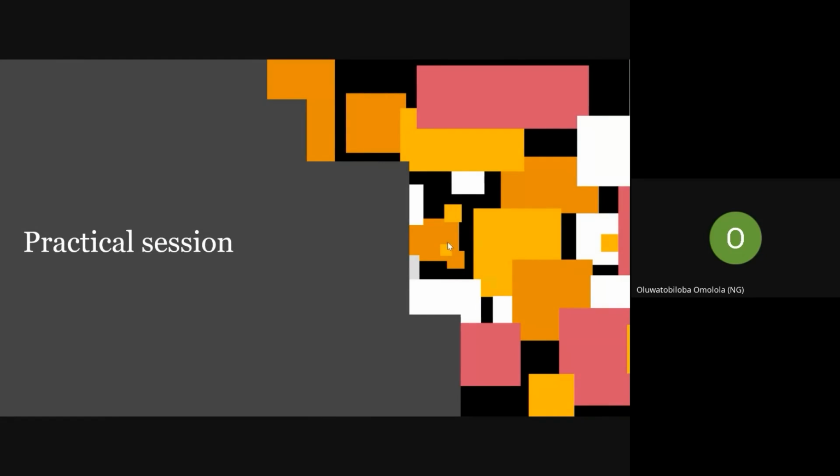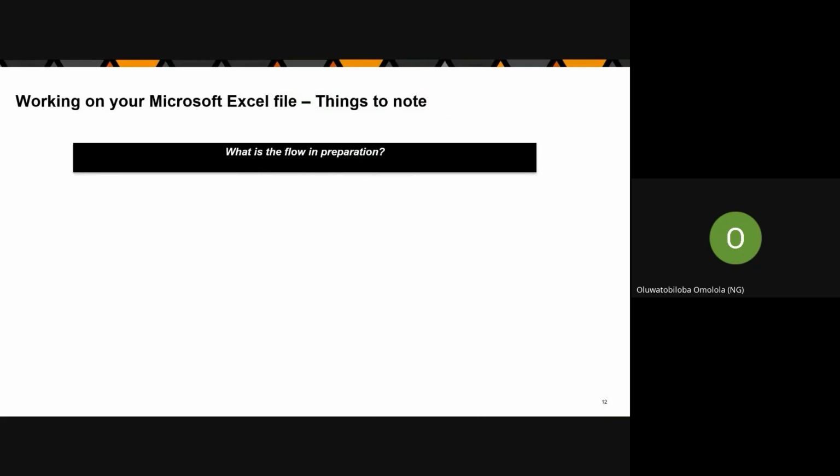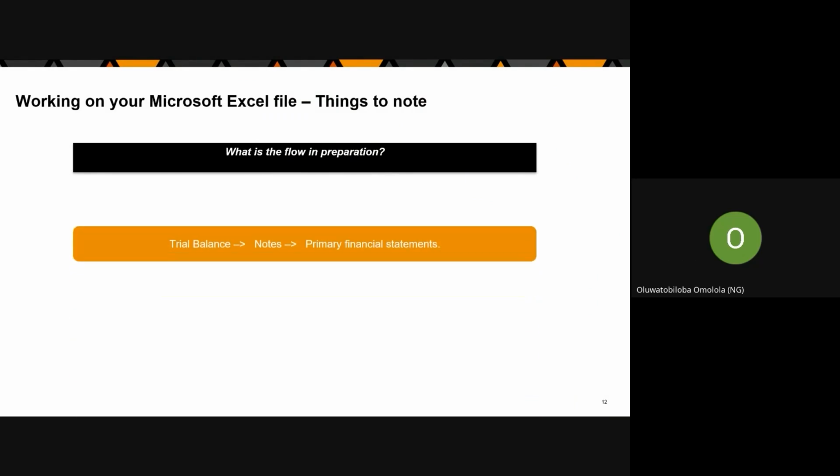So now we are going to move into the practical session, right? And the first thing we will need to note is that when we are preparing a financial statement, the starting point is the trial balance. The starting point to prepare any financial statement is the trial balance. Once anybody says, I want to prepare a financial statement, the first thing you're going to ask them is, give me your trial balance. So your trial balance is the starting point to prepare any financial statement.